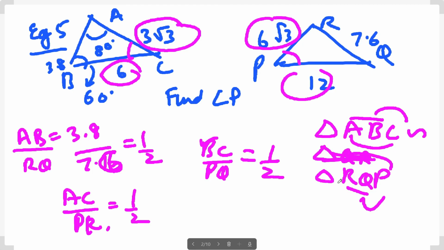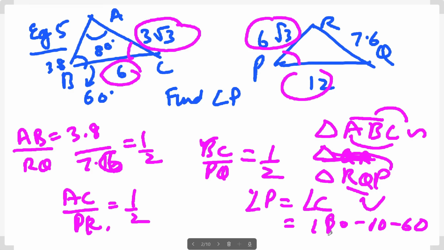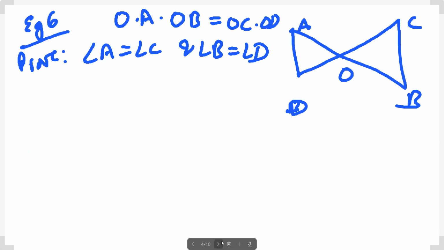So this is very important, this order of this, because now what we need to do is find angle P. So what is angle P? Equal to angle C. And what is angle C? 180 degree minus 80 minus 60, which is 40. And this is the answer. This is very, very carefully to see. Okay. Now let's look at the next question.